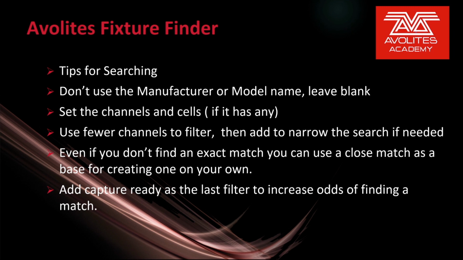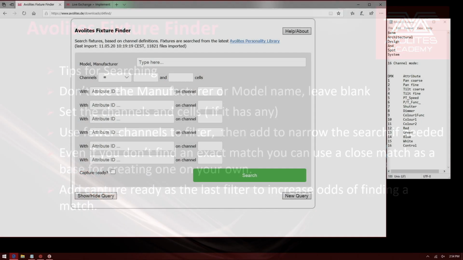Some tips for searching for fixtures you know are already in the library. Don't use a manufacturer or model name. Leave this blank. Obviously, if you're looking for a light that is in the library, you don't want to put its manufacturer or model name in there. That's not going to help you search for it. Set the channels and cells if there are any. Use fewer channels to filter. Then add more to narrow the search if needed. Even if you don't find an exact match, you can use a close match as a base for creating one on your own. Add the capture ready as the last filter to increase the odds of finding a match.